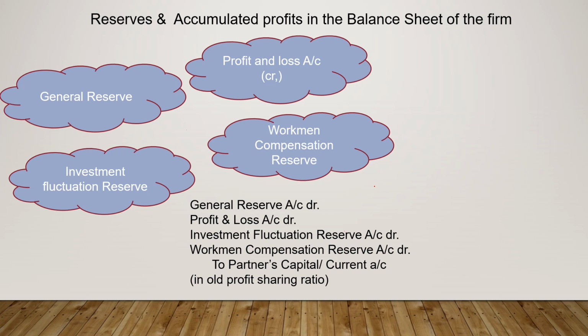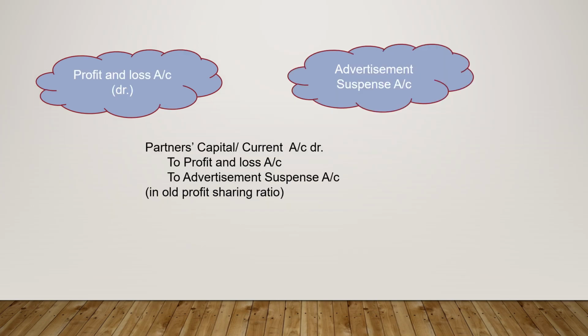So now, once we have dealt with the items on the liabilities of the balance sheet, there are certain items that can appear on the asset side of the balance sheet as well. That is the profit and loss account with the debit balance. This basically represents accumulated losses. So accumulated losses also have to be distributed in the old profit sharing ratio amongst the partners. Similarly, another one that you can commonly find is the advertisement suspense account. This is nothing but deferred revenue expenditure.